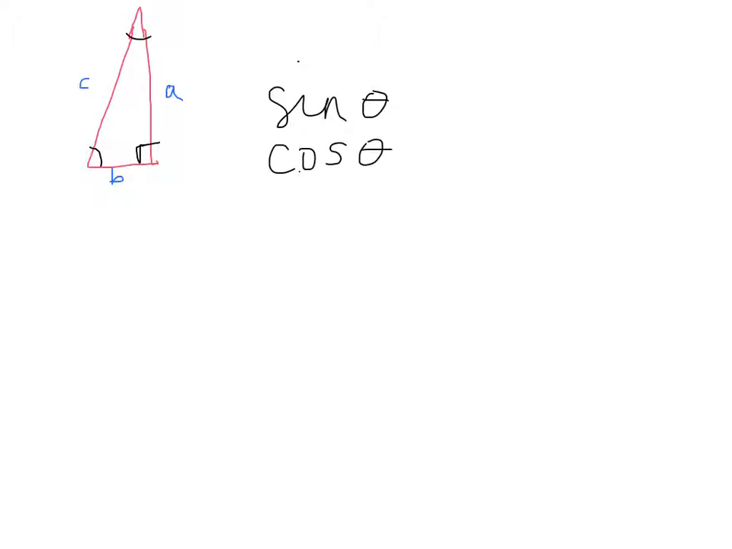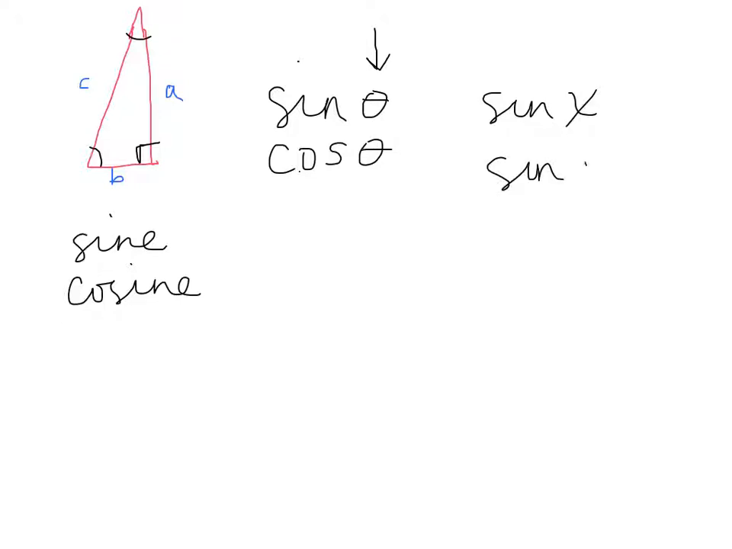Cosine. So these are their abbreviations. Sine is spelled S-I-N-E. Cosine is spelled like that, but we abbreviate it this way. This is a symbol that's generally used. It's the Greek letter theta. It's generally used as a variable when we're talking about angles. It doesn't matter what that is. I could use X to represent my angle. I could use A to represent my angle. You can use whatever variable you want. It's just most often that Greek letter theta is used.